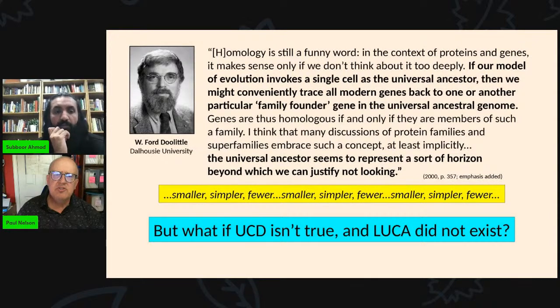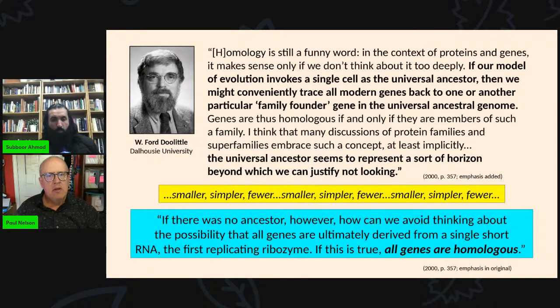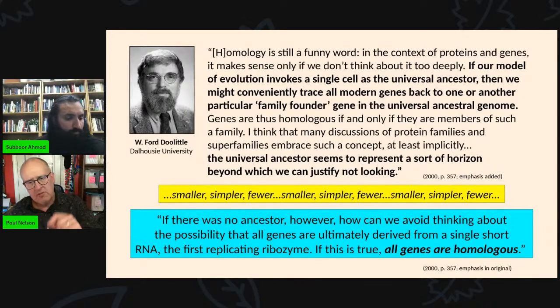It looks like we need to trace everything back to founder genes present in the universal ancestral genome. And he says, the universal ancestor, this LUCA entity, represents a horizon beyond which we can justify not looking. In other words, once we get to LUCA, then we have to stop. But he says, but what if LUCA didn't exist? He goes on.